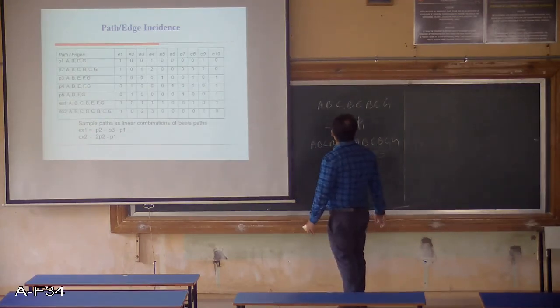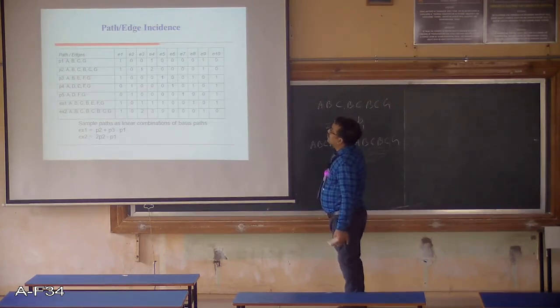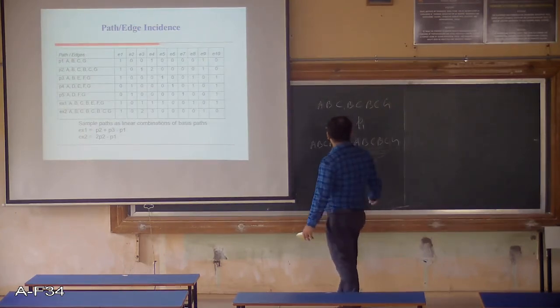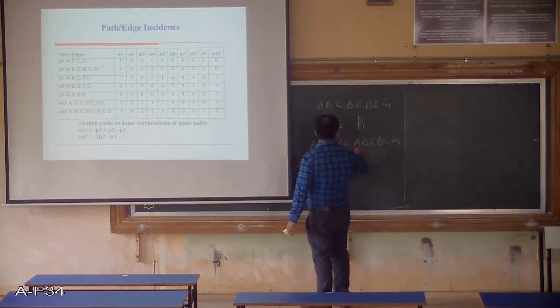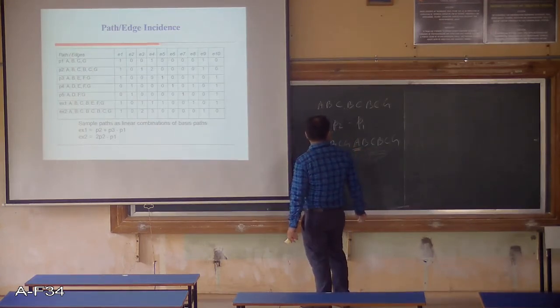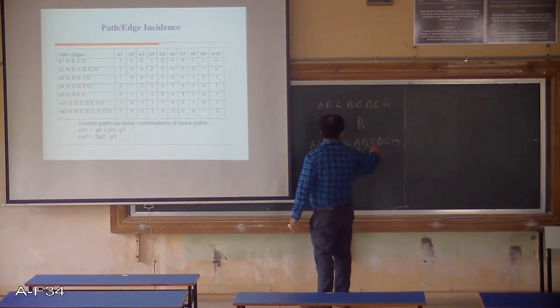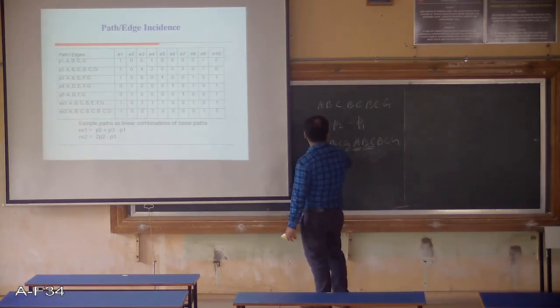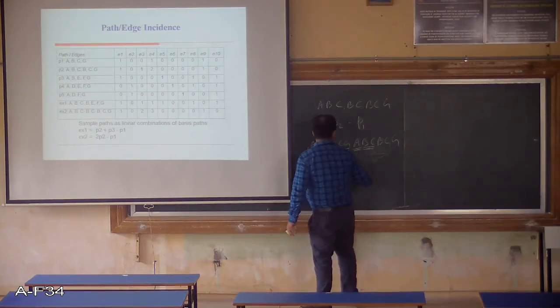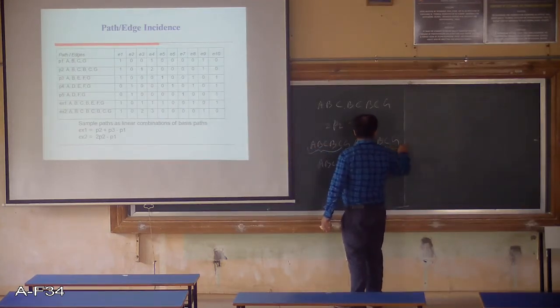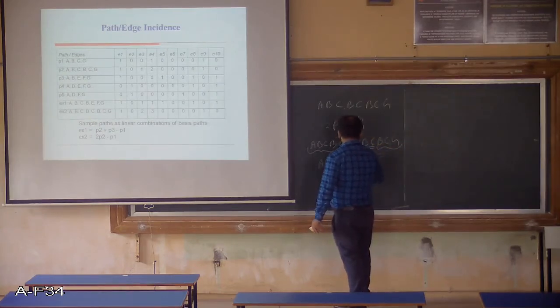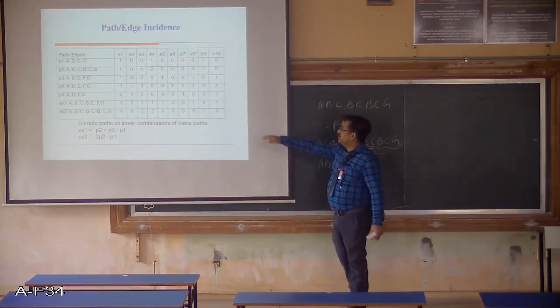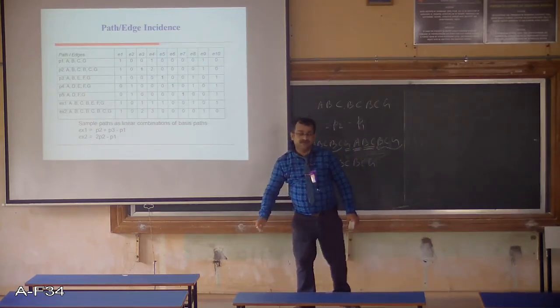So if you get minus p1, what is p1? P1 is A, B, C, G. So remove one BC from here, remove this A, and this B and one of the BC. So from this part, you get A, BC, BC, and from this part left out, you get BC, G. So that is the path that has been derived from the basis path.